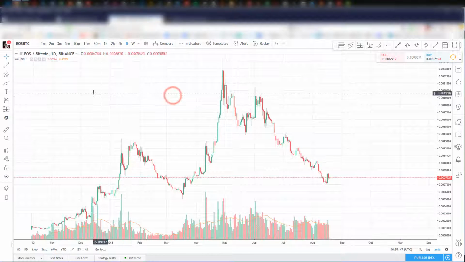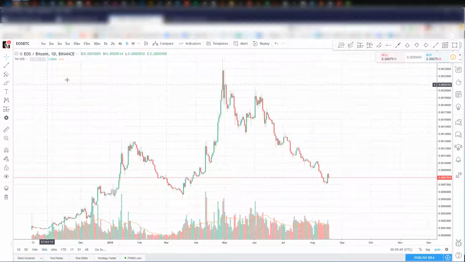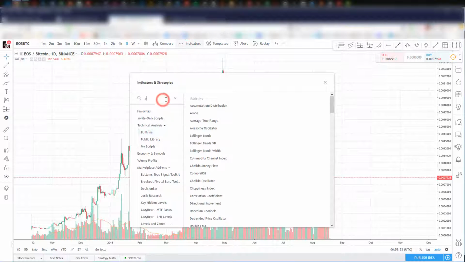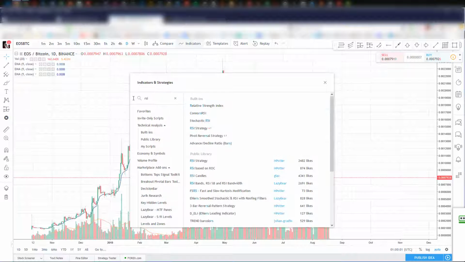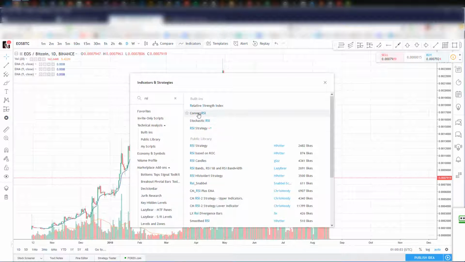We're going to start adding some indicators here. I'll add 3 EMAs. We'll go to indicator, and we'll do EMA, and we'll add 3 of them there, and I will change them here. The other thing I want to add is the RSI, and we will add just the standard RSI. Typically, I'd use the Connors RSI, but we'll use the standard RSI.